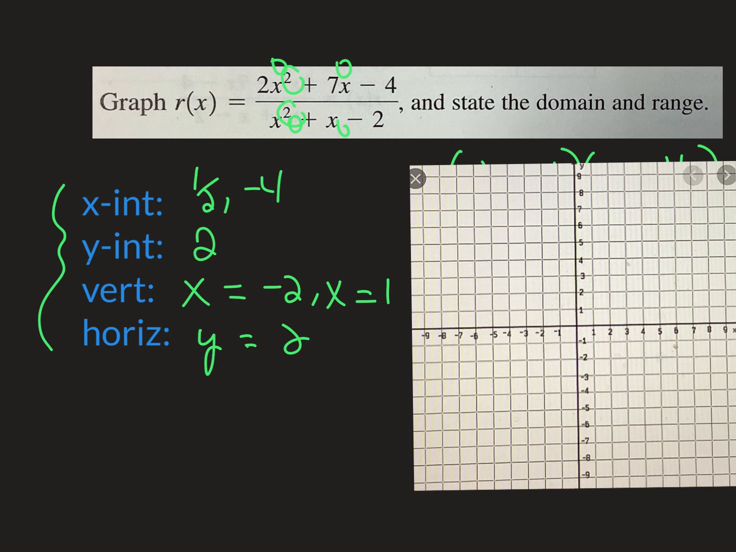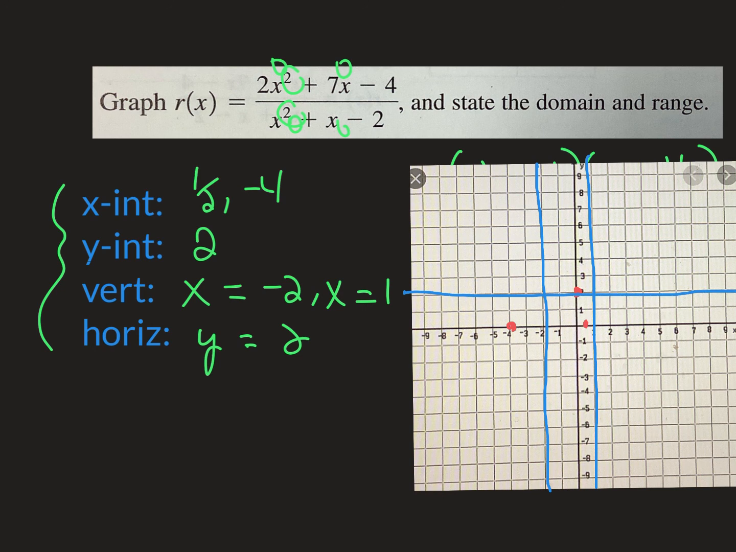I know the x-intercepts are 1/2 and -4, so it's going to cross the x-axis at 1/2 right there, and also at -4 right there. It's going to cross the y-axis at 2, which is very close to the x-intercept. Okay, asymptotes. It's got a vertical asymptote at -2, which is right here, and 1, which is here. And it's got a horizontal asymptote at 2. So the horizontal asymptote is right here.